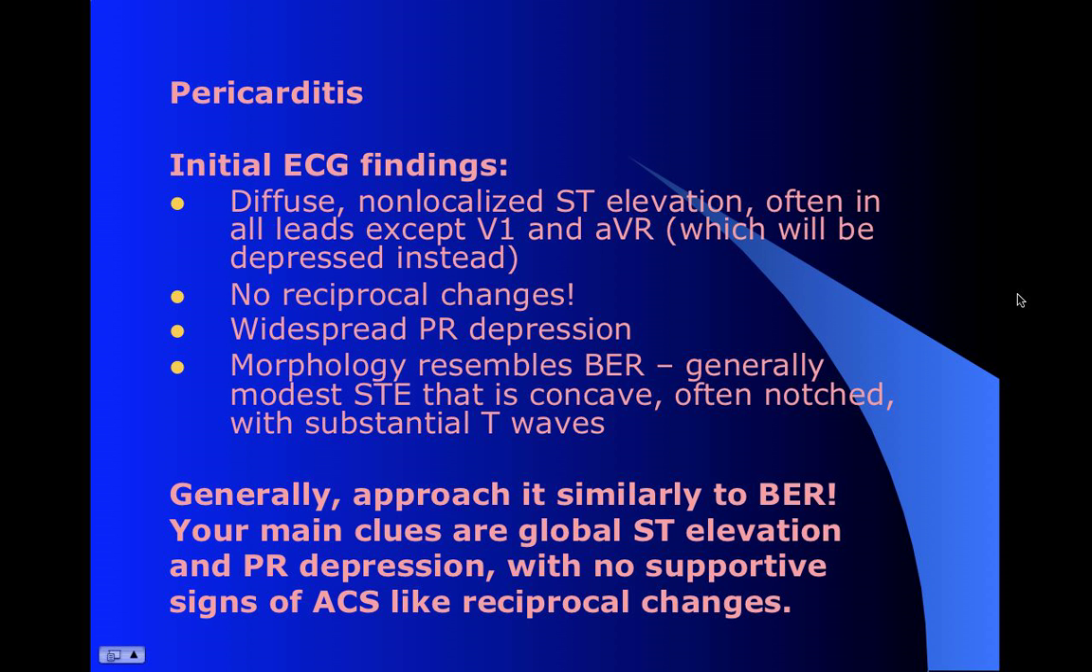Often, but not always, there will be some PR depression. That's often what people associate with pericarditis. You may in fact see it. It's not always there, but when you do see it, it does support this. And in general, it can look a lot like BER. It just has a little bit of elevation with a nice concave shape. Often there is that notching in there, and often pretty good sized T waves. So approach it similarly. But your main clues for pericarditis are that really global elevation, maybe some PR depression, and otherwise nothing really that supports ACS, like reciprocal changes or an overall very poor impression.